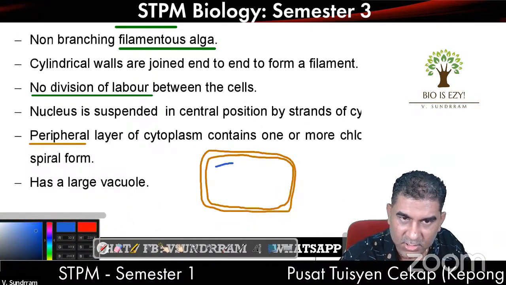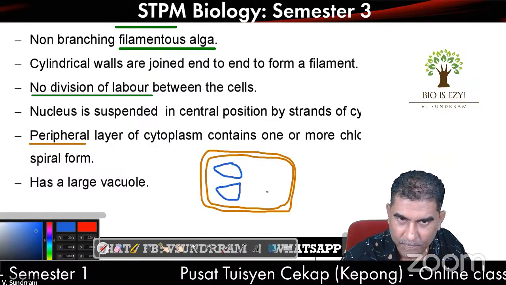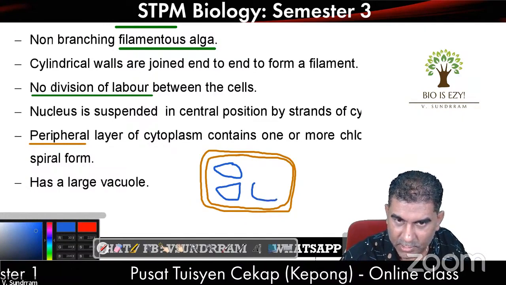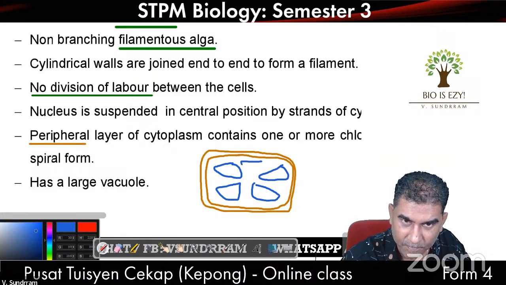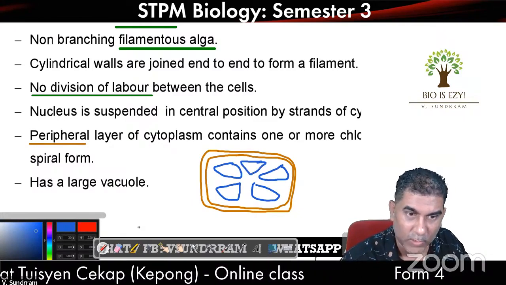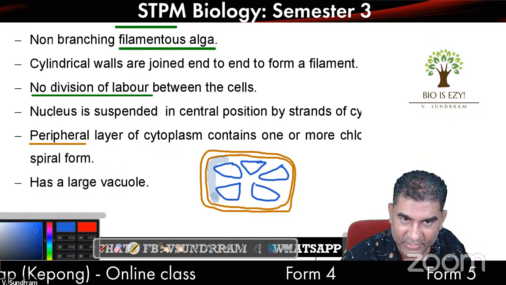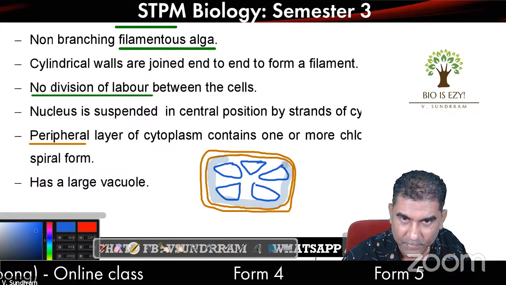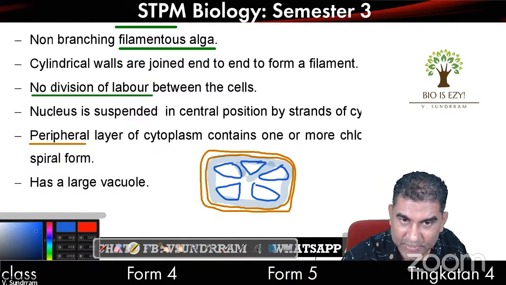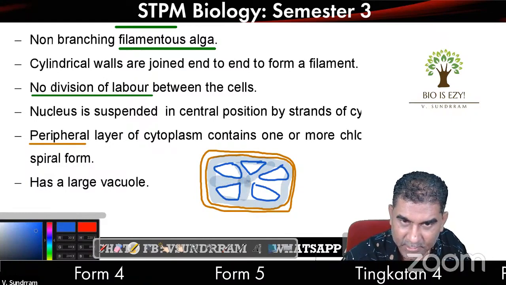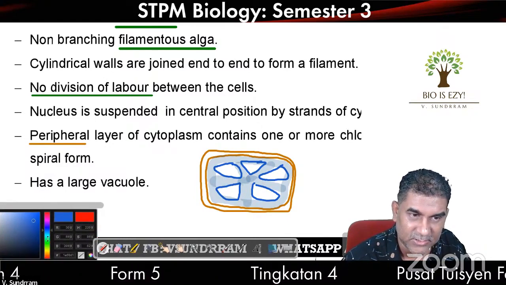So this is the cytoplasm. Actually, what I'm drawing now is the vacuole. What I'm coloring now is the cytoplasm. The cytoplasm is at the periphery, dia ada dekat tepi. This is the peripheral cytoplasm. These are the cytoplasmic strands. At the center is basically the nucleus.